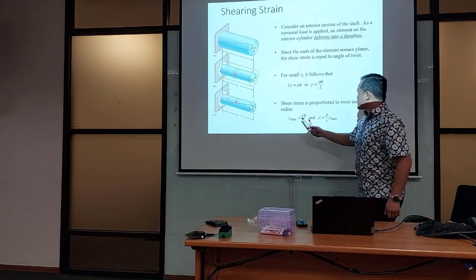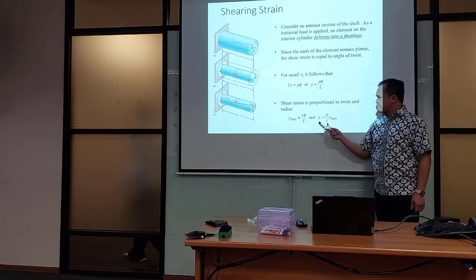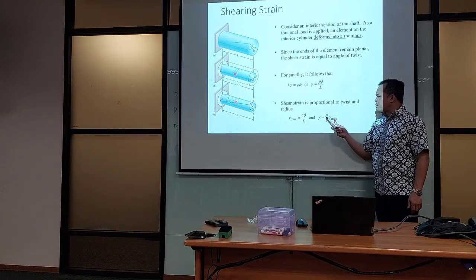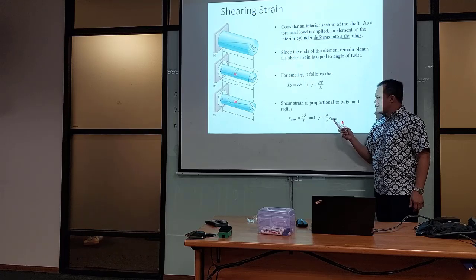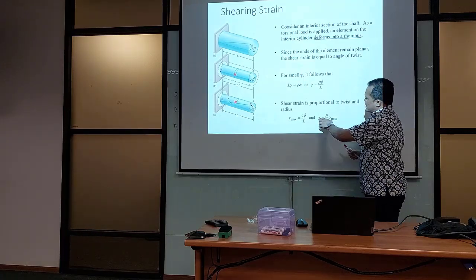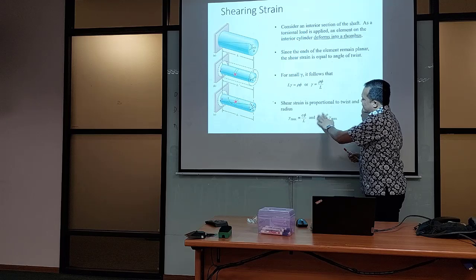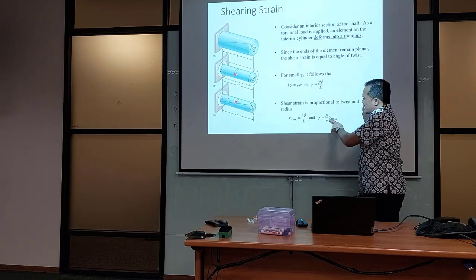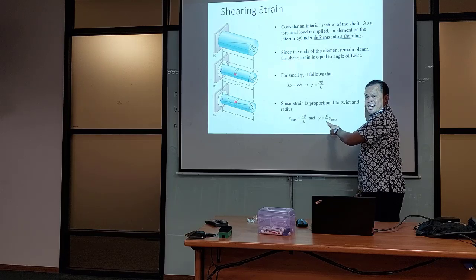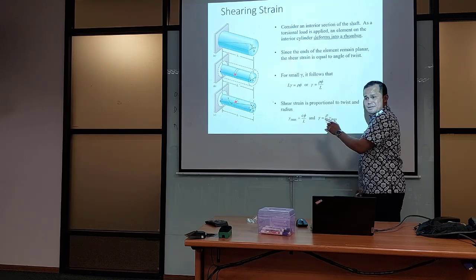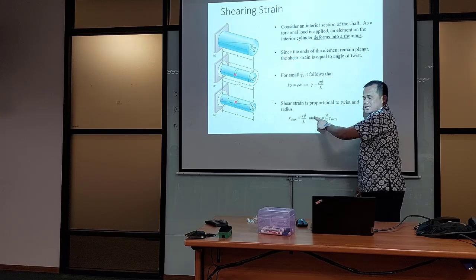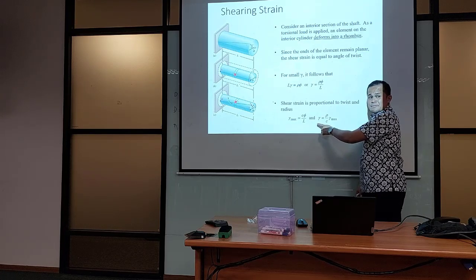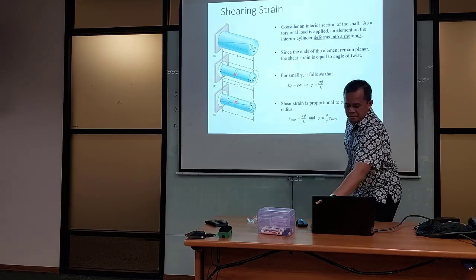We got this equation now: gamma over C equal to gamma over rho. Or the ratio, yeah? The ratio. Maximum shear strain over C, the maximum radius, equals the shearing strain over the radius. So we have this relationship.